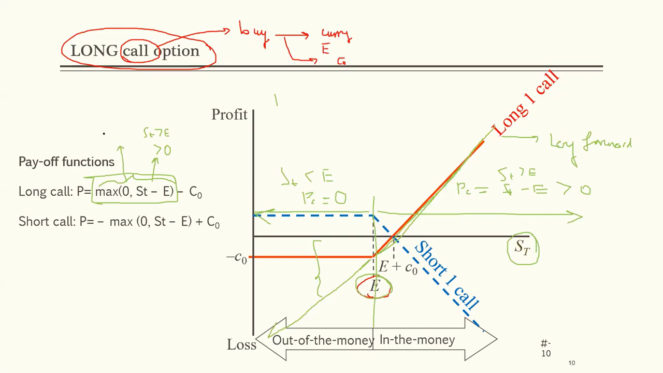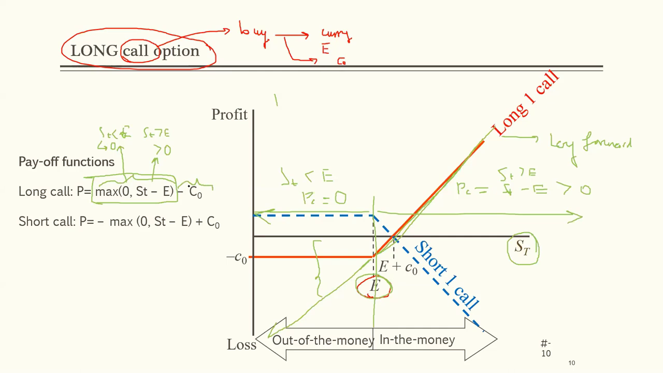In contrast, every time when ST is lower than E, I will not exercise, and therefore I just leave the option worthless, okay? Now we haven't taken into account the option premium yet, okay?